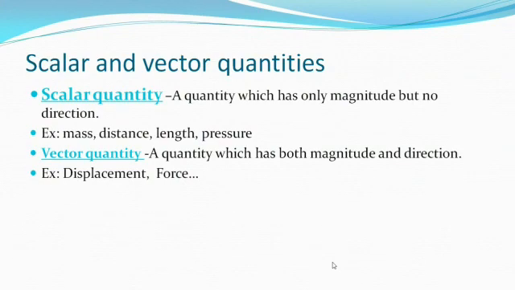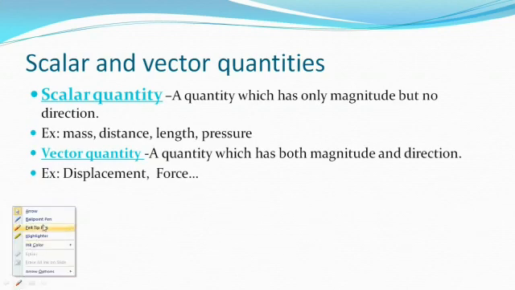Now we are going to learn about scalar and vector quantities, children. What is a scalar quantity? A quantity which has only magnitude but no direction is called a scalar quantity, children.